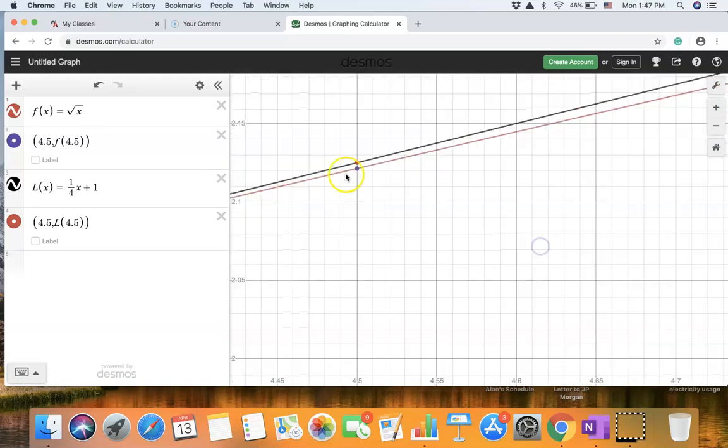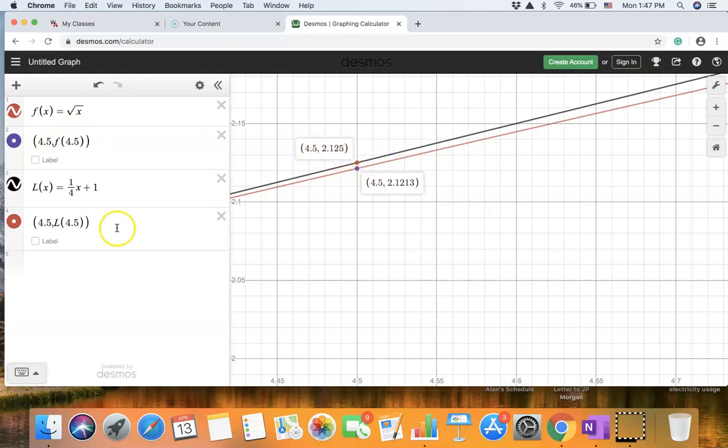You can see from here, these 2 points are very close, right? The purple one is the actual value of the square root of 4.5, and this red one is the approximation, L of 4.5. From this graph, we can see that they are pretty close, right?